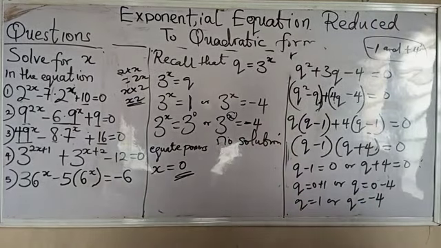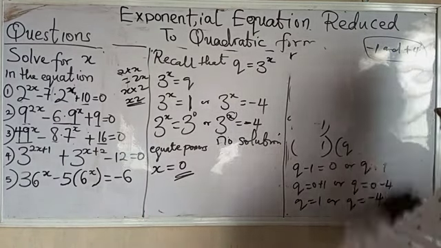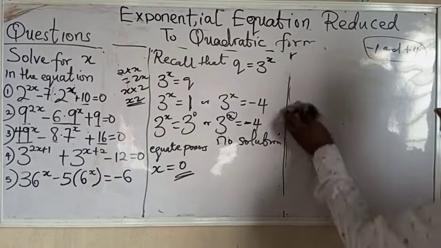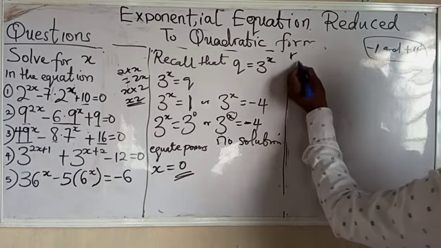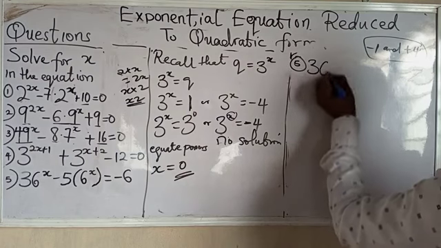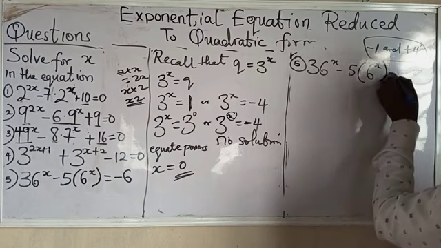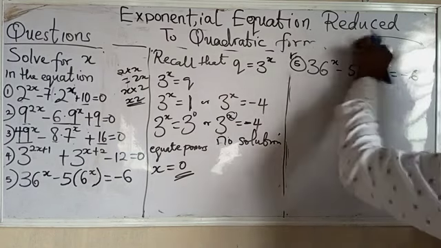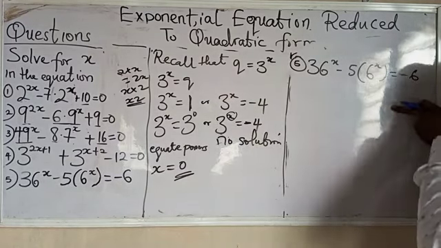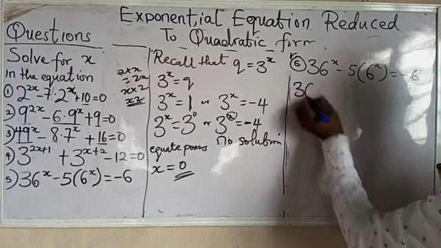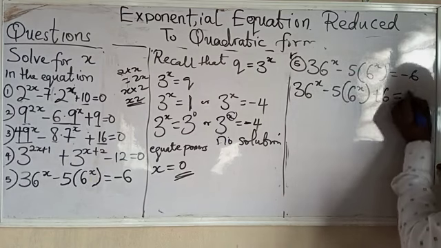Wow. So we are going to be rounding up with the last question. 36 raised to power x minus 5, open bracket 6 raised to power x, equals minus 6. So let's look at how this can be solved. So the first thing we are going to do is to take this minus 6 in, so it's going to be equal to 0. So we have 36 raised to power x minus 5 all into bracket 6 raised to power x plus 6 equals 0.